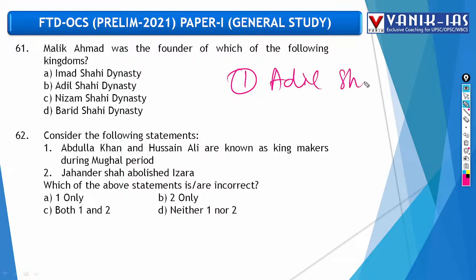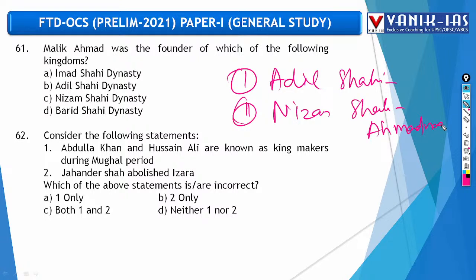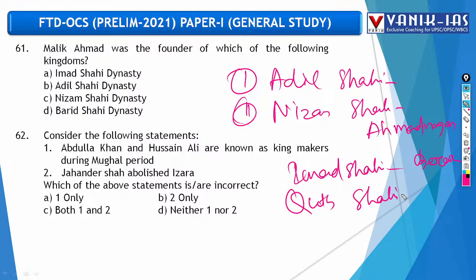One is Adil Shahi of Bijapur. Then Nizam Shahi of Ahmednagar. Then Imad Shahi of Berar. Then Qutub Shahi of Golconda. And another is Barid Shahi of Bidar.